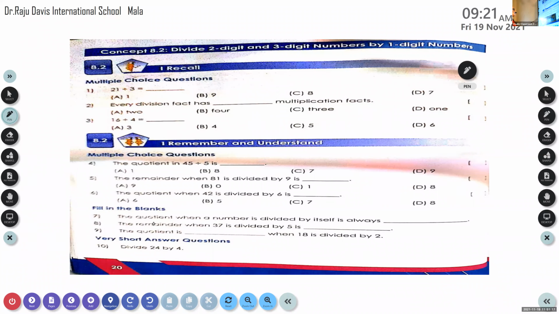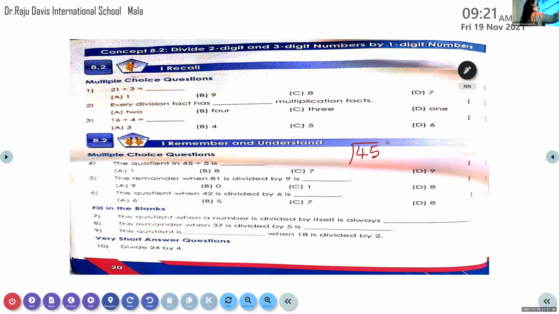Now we will start from question number 4. The quotient in 45 divided by 5 is dash. When we divide, don't just tell me the answer. You have to tell me how it is to be divided. Okay. 45 divided by 5. I will start with Abha. Yes, start, Abha.